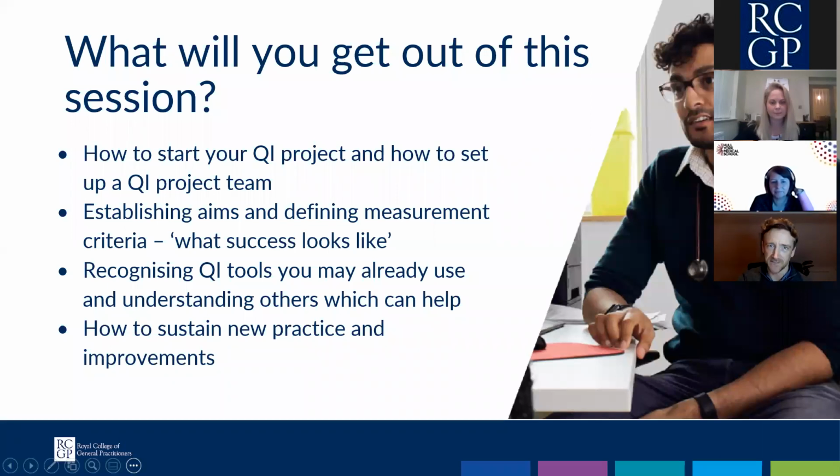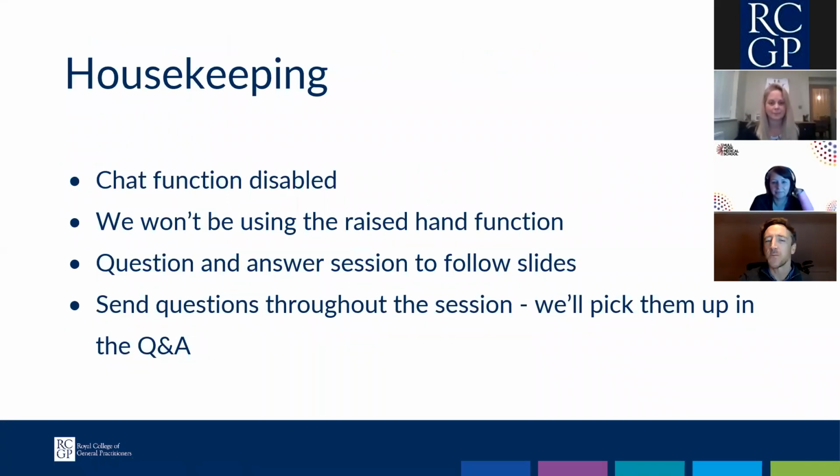In terms of learning objectives, because they're crucial, we will look at how to get up and go by making a start on this work, and how to set up a QI project team. We'll look at how to create SMART aims and to work out measurement criteria, and to establish what success actually looks like. And we'll look at some QI tools that you probably already use, and try to understand some others which you may not, which can help. And finally, how to sustain new practice and new improvements. And we'll try to bring the concepts and the principles to life with examples from the floor.